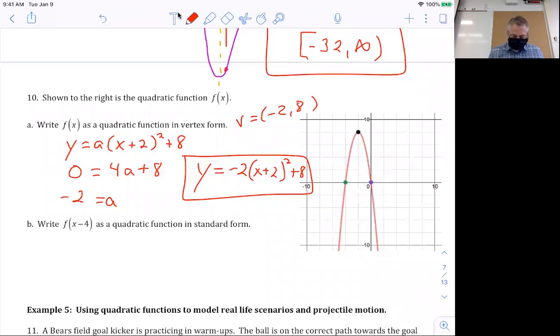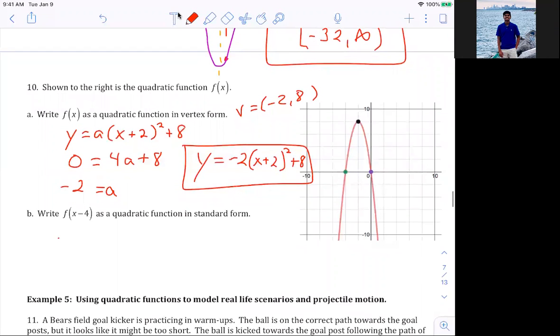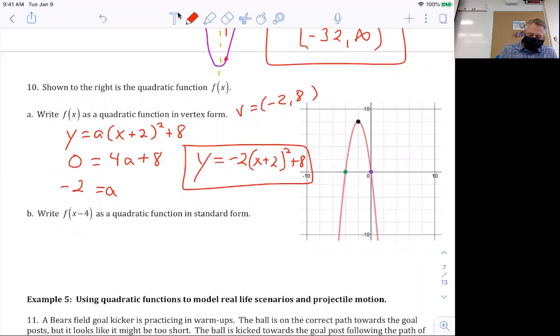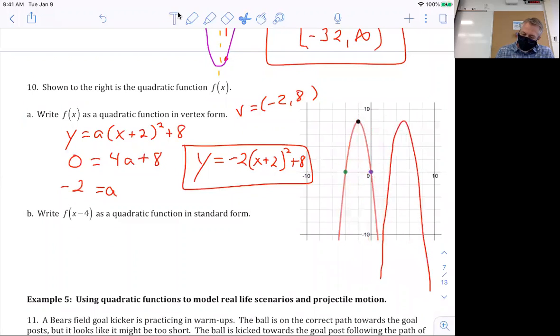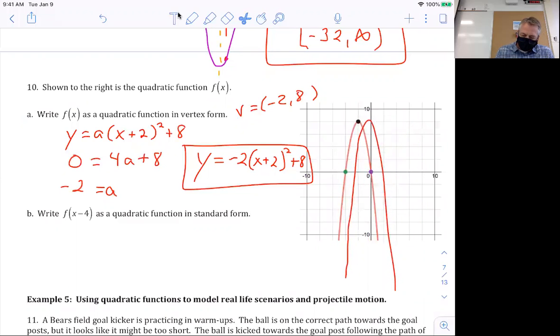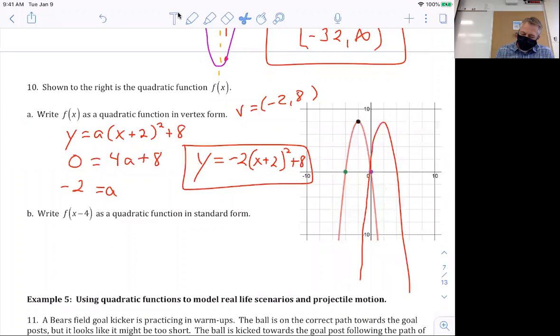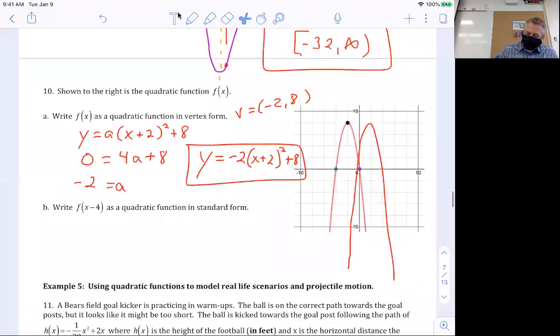Part B says find f of x minus 4. Remember our transformations, that just means it's going to move it to the right 4. Think about what changes. If I take that graph and slide it over 1, 2, 3, 4... sorry, I forgot my scale is 2. 1, 2, 3, 4. The only thing that changes is the x value of my vertex.